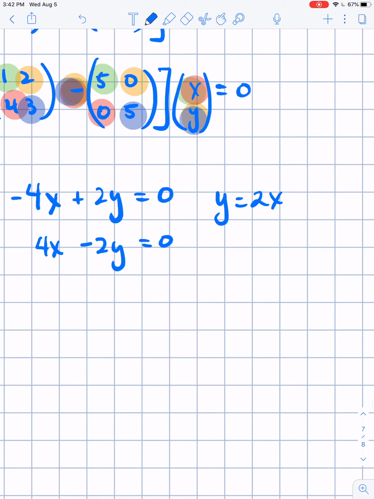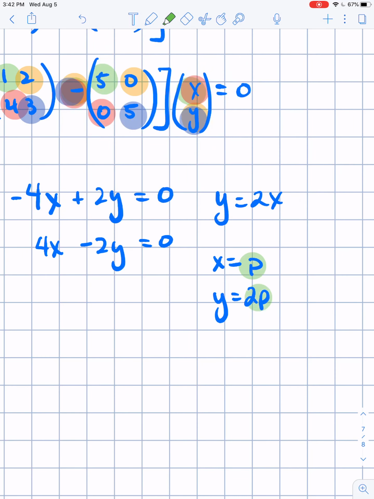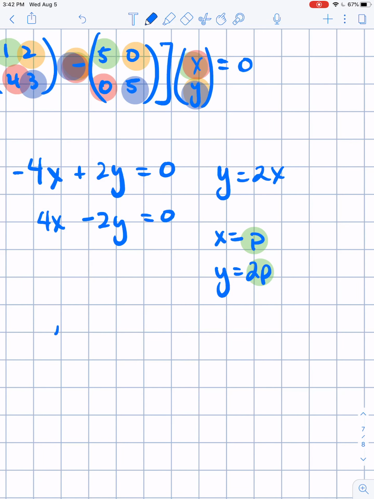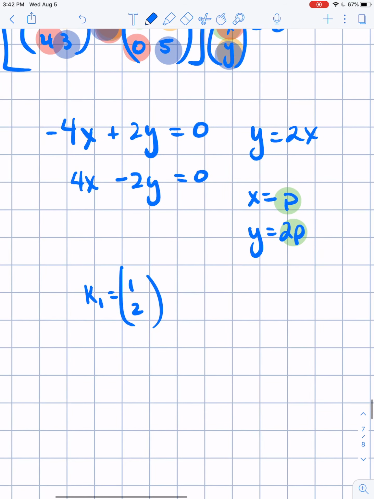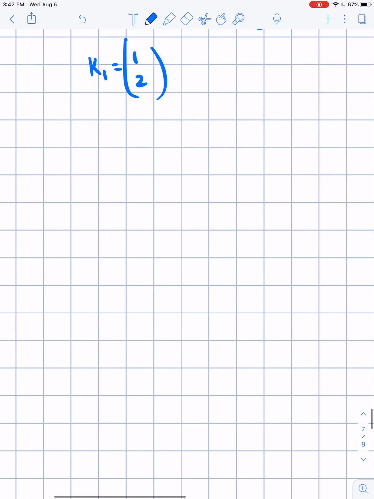So now just write it this way. If x is equal to, say, p, then y has to be 2p. Then just look at your coefficients for p and 2p, and then we get k sub 1 to be 1, 2. All right, bear with me here.